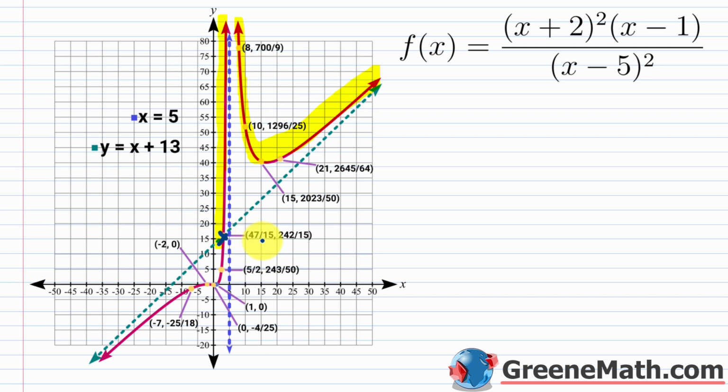So at 47 over 15, 242 over 15, and we're going to come down, come down, come down. This is where we're going to cross through the x-axis, so at 1, 0. Then we're going to come like this. We're going to go through our y-intercept, which is 0, -4 over 25. We're going to come right here to -2, 0. We're going to touch the x-axis, and then turn around. We'll go through that point right there. And then again, we're going to approach that y equals x plus 13, but not touch it.